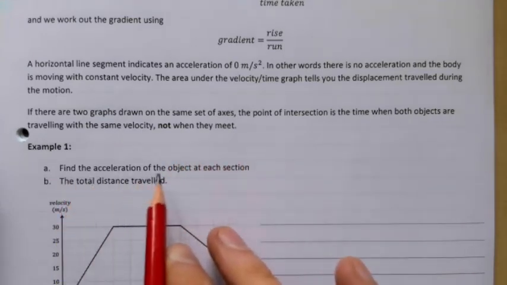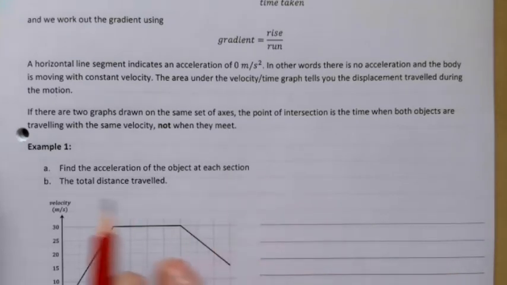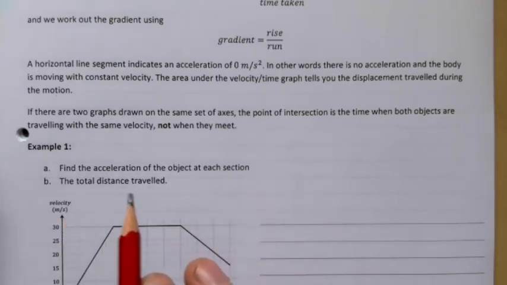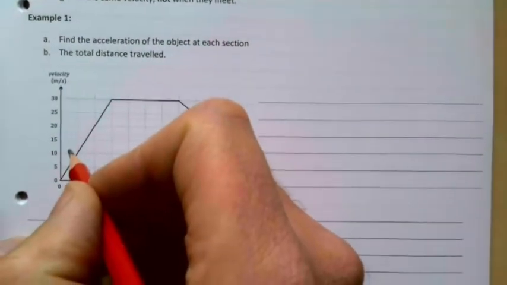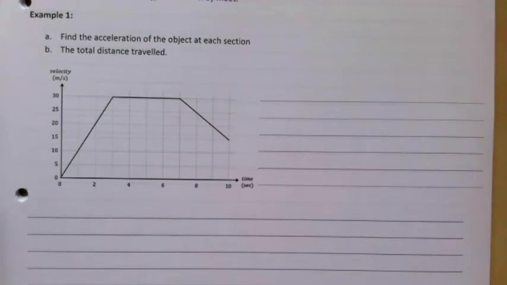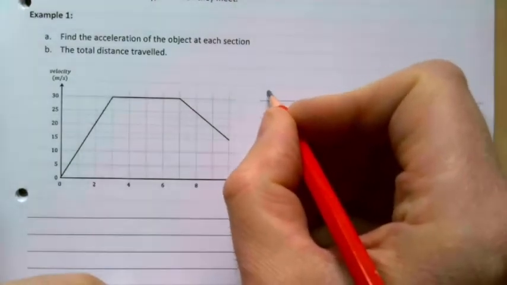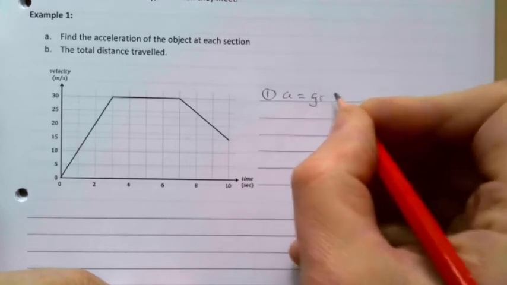Find the acceleration of the object at each section and find the total distance travelled. So we need to find the gradient in, let's see, so I'll move this up so everyone can see, in this section, and this section. So first of all, the first section, acceleration equals gradient.